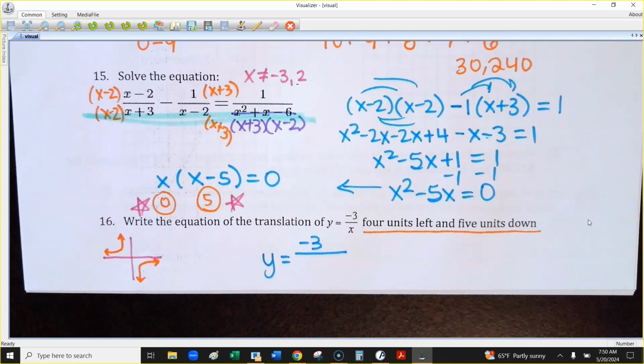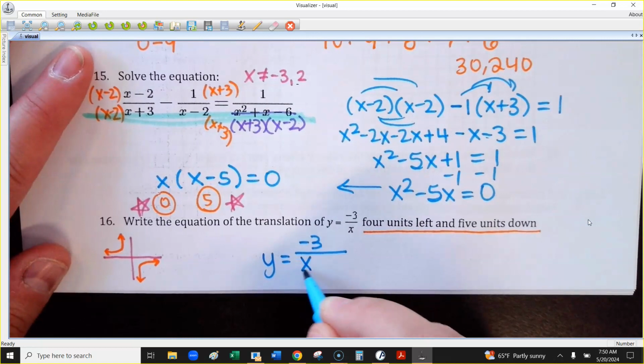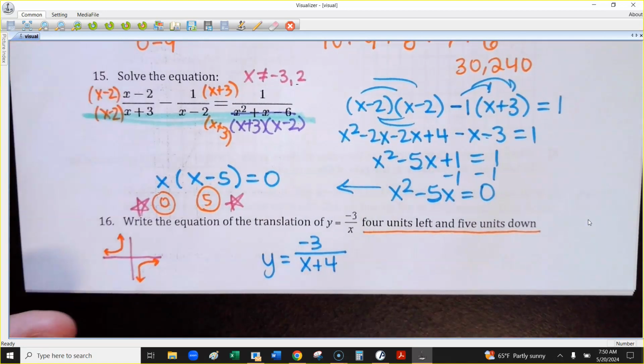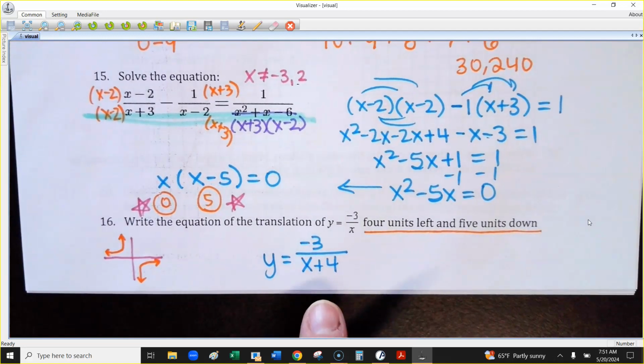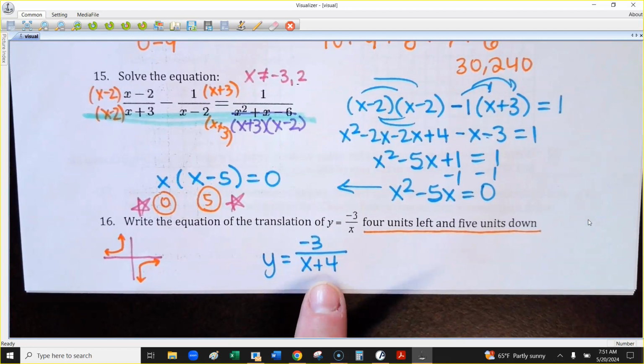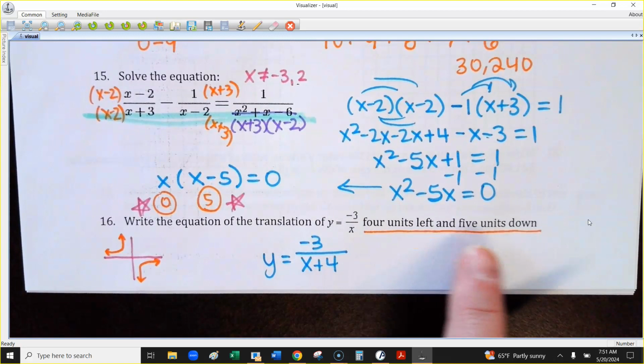X, say that one more time. X plus 4, perfect. It's opposite of what it looks like. So I think that's what you said, but I didn't hear you. Now, 4 to the left is actually going to be plus 4. It's the opposite with the x. How would I do 5 units down?